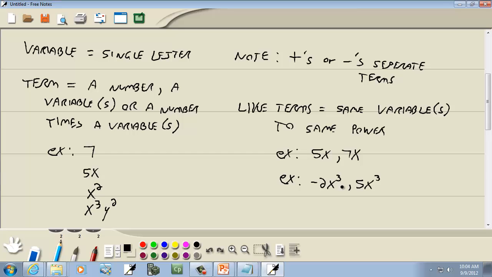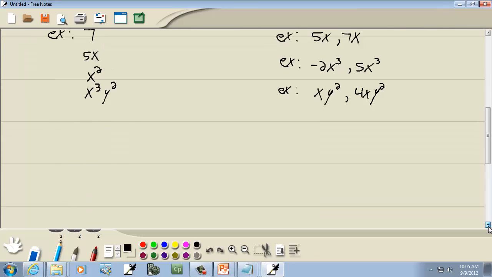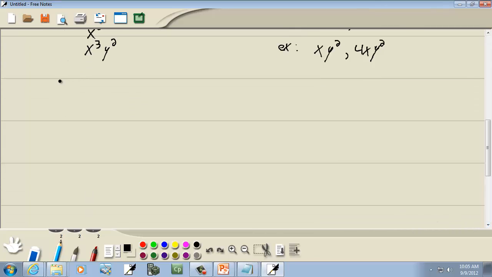These are like terms. They're both x to the third power. These are like terms. They're both x to the first, y squared. So x, y squared. Well, we're going to be combining together like terms, and they're all kind of based upon. I'll show it with an example, but first I'll do a simple example.